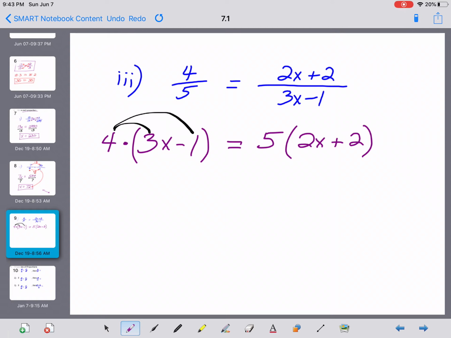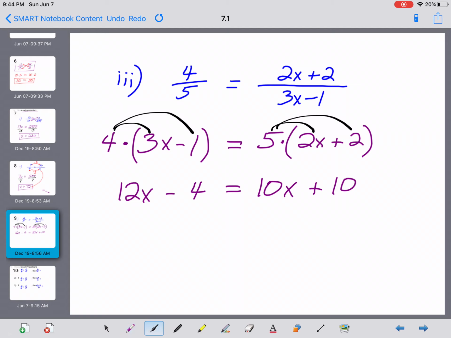And again, a monomial times a binomial, we have to put parentheses around the binomial and then use the distributive property. As soon as you see the parentheses, everybody knows to use the distributive property, but a lot of people forget to put them there. Okay, let's multiply it out. The 4 times the 3x is going to be a 12x. The 4 times the minus 1 is a minus 4. Equals 5 times 2x, which gets us a 10x, and the 5 times 2 is going to be a 10 there. Okay, a little bit of work to do here.